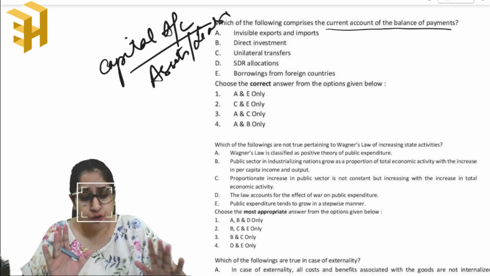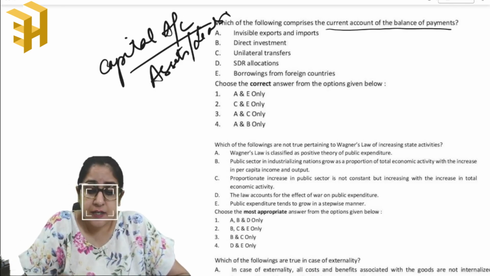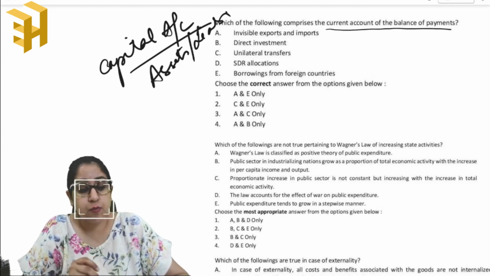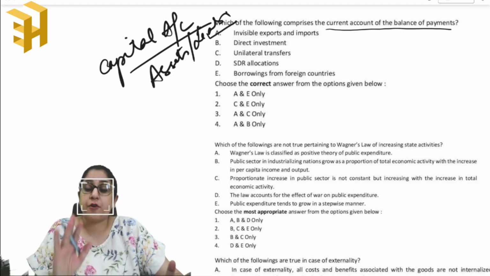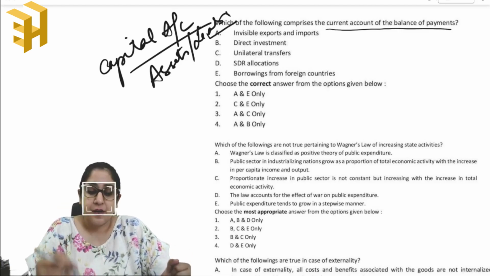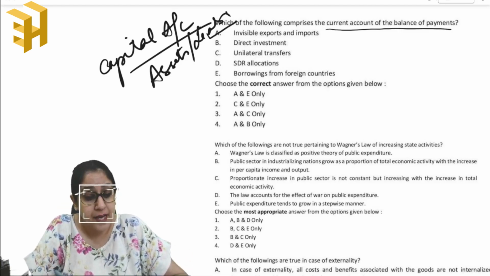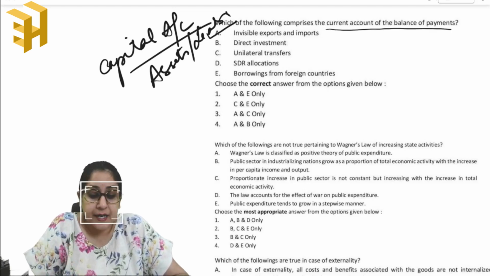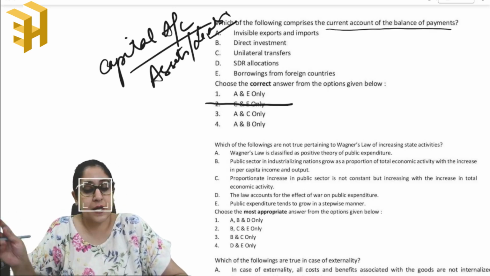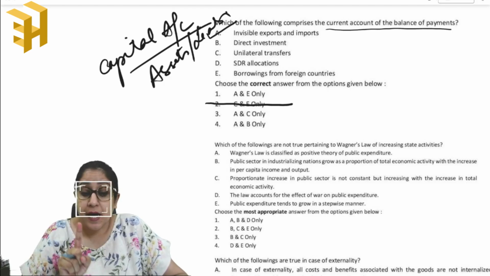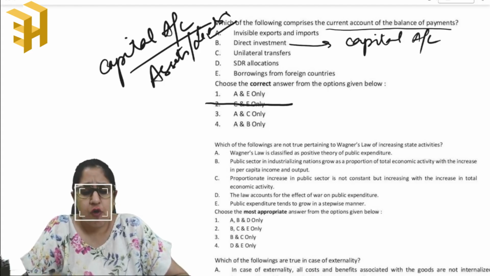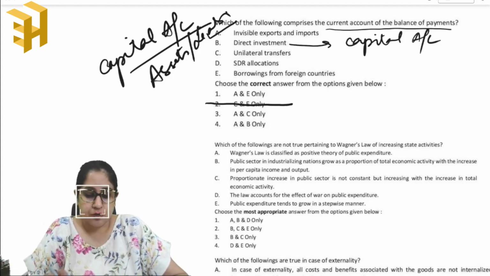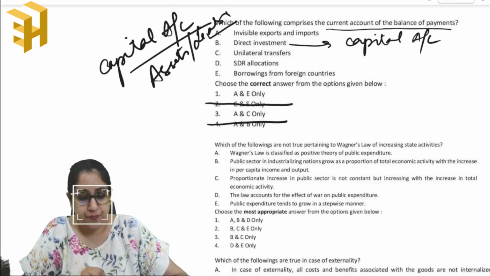Okay, so let's start. So first statement is that invisible exports and imports. Yes, these are the major component of your current account balance of payment, right? So we have to see if A is present in the options. It is not there in option 2, so strike it out. Direct investment. This is clearly a part of your capital account. Okay, so it should not be there in the option. So we can strike out 4.